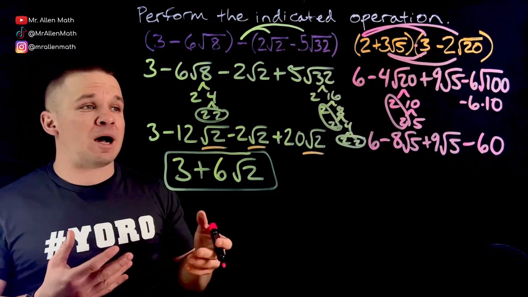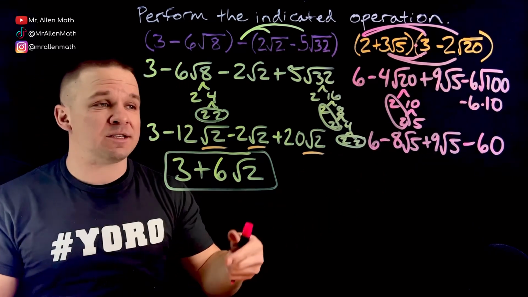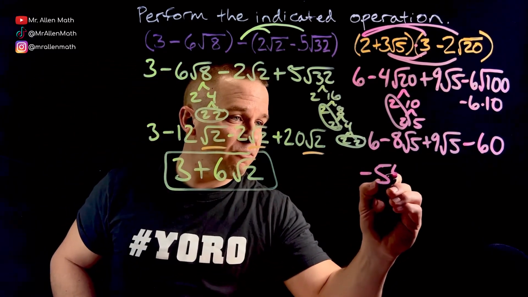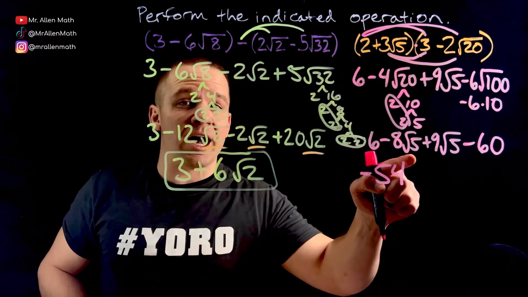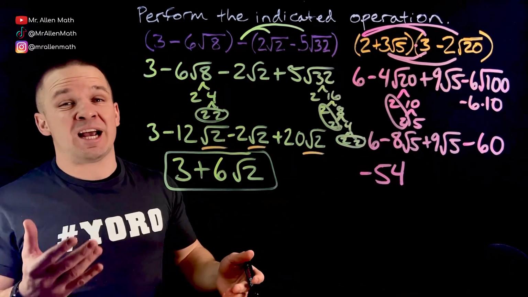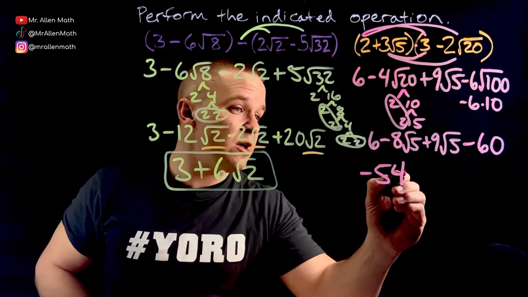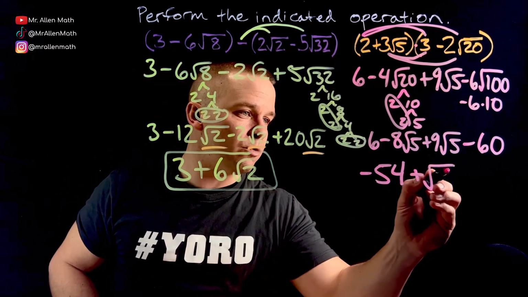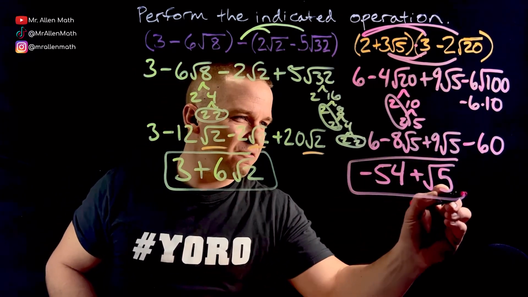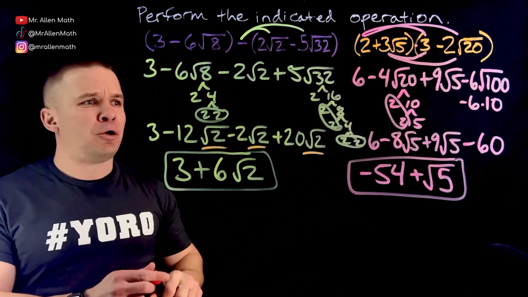Now I can go ahead and combine my like terms. 6 and negative 60 gives me negative 54. Negative 8 root 5 and positive 9 root 5. Negative 8 plus 9 is 1. So I just get 1 root 5 or just root 5. That is it for this dope problem right there. That's it for both dope problems.